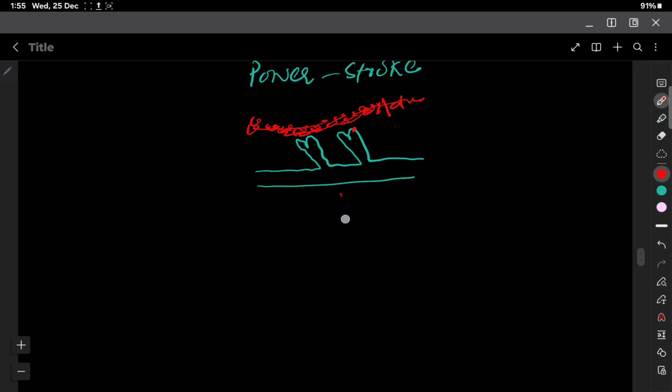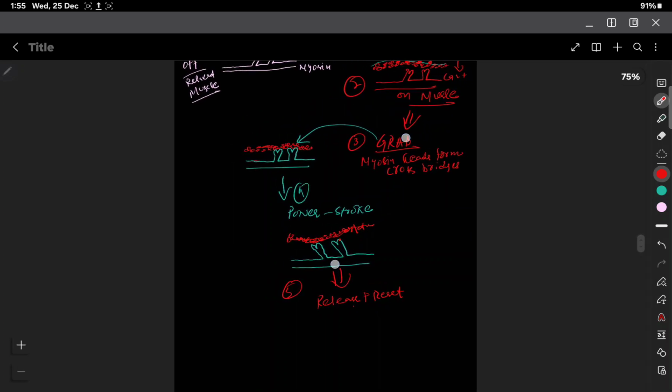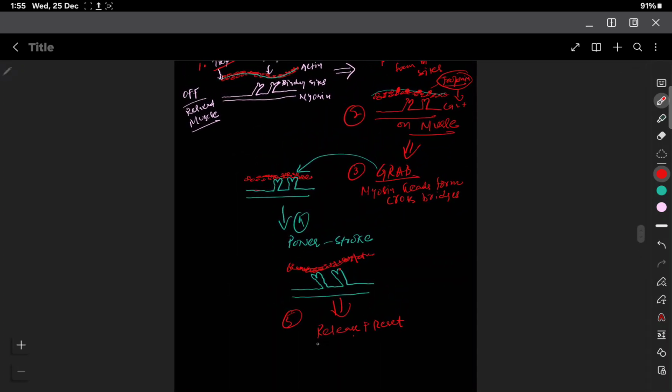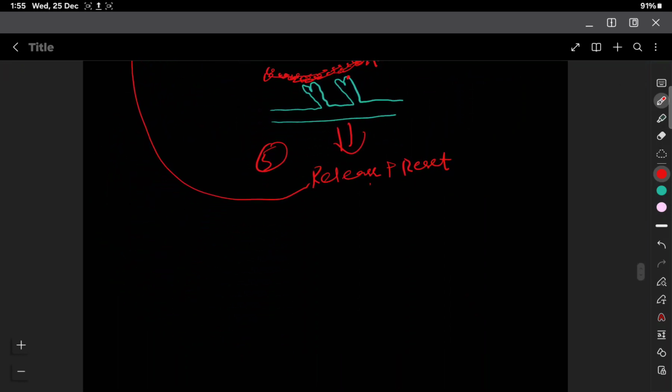Now what will happen in the fifth step? The fifth step is release plus reset. The myosin heads will be released and again they will reset. After release and reset, it will again go back to the second step. Then this process will continue, the contraction process will continue. When the contraction ends, at this last step, what will happen?